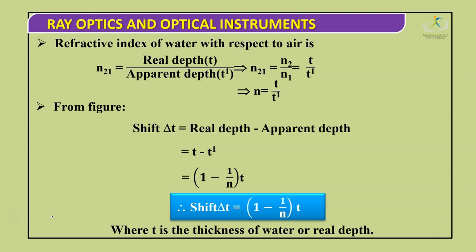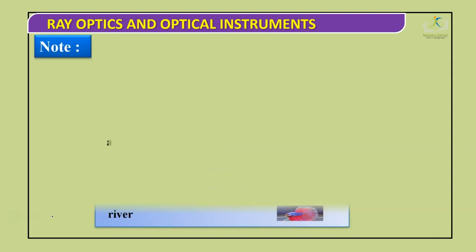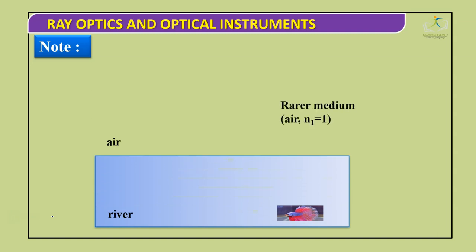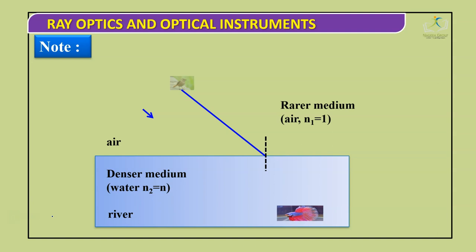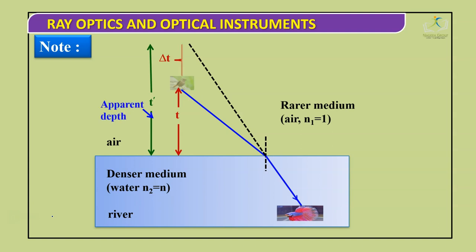So this T is the thickness of the water, or the real depth. A few points which we have to note: this is a rarer medium, this is a denser medium of water, and in this there will be a fish. So if a bird wants to attack this fish, actually the light bends. And the bird is actually located at a distance t.